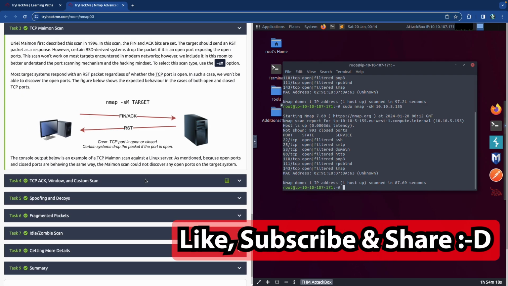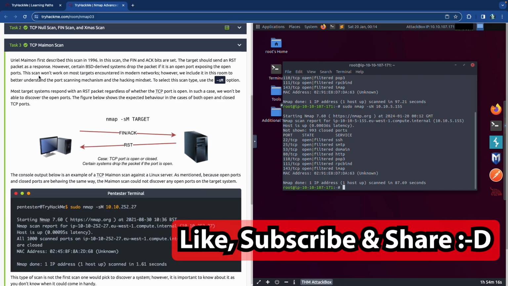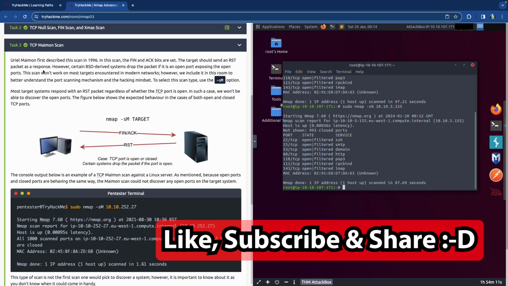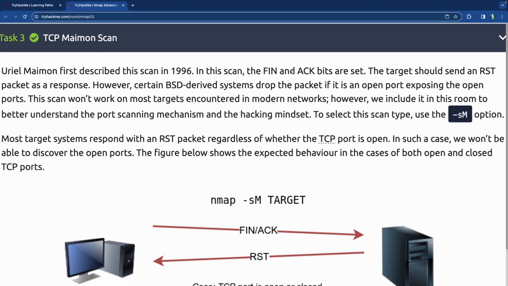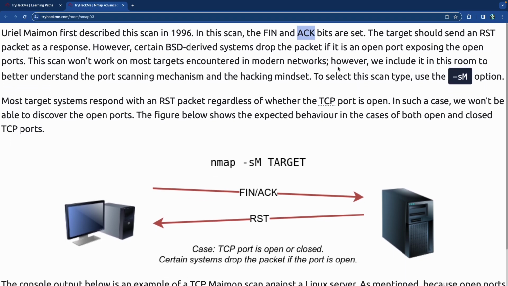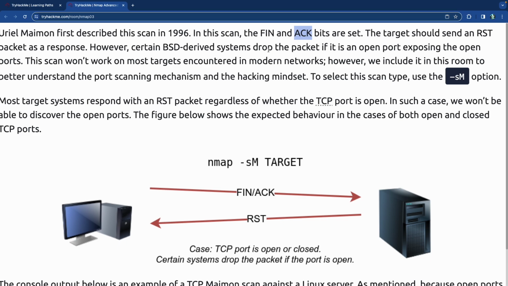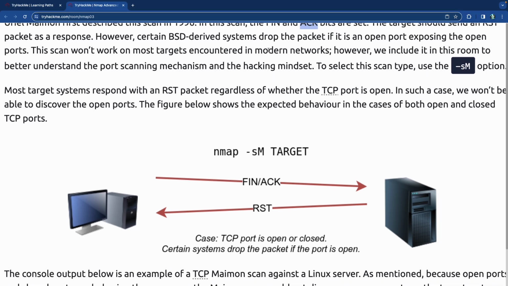So moving on to the Maimon scan. I don't know if it's Maimon or Maimon, I'm going to say Maimon. Uriel Maimon first described this in 1996. In this, the FIN and ACK bits are set. The target should send a RST packet as a response. However, certain BSD-derived systems drop the packet if it's an open port, exposing the open ports. So this scan won't work on most targets encountered in modern networks. However, we included it in the room to better understand port scanning and the hacking mindset.